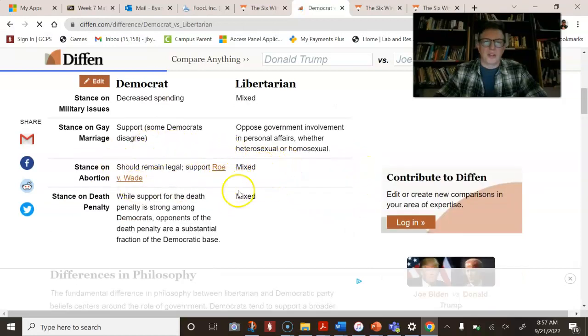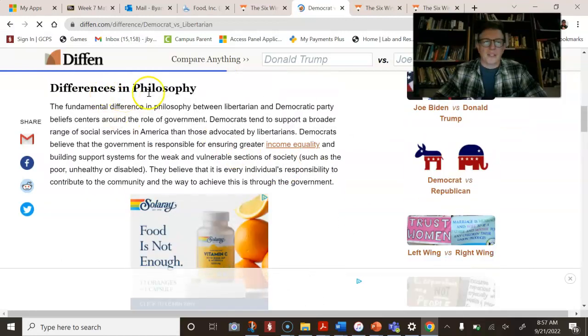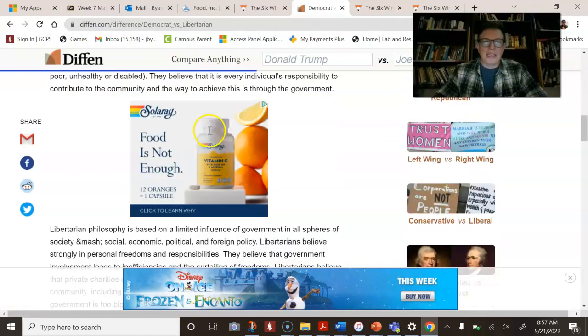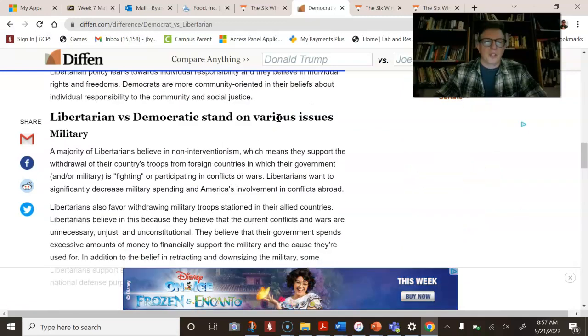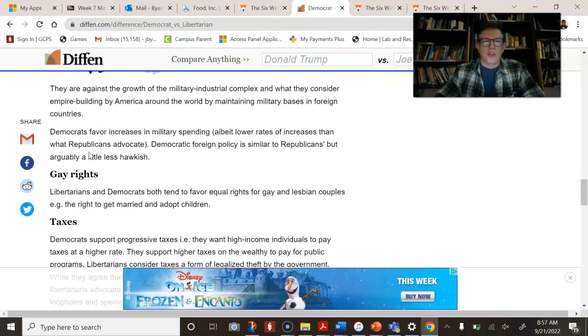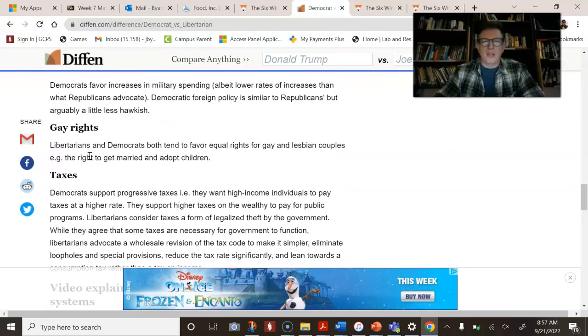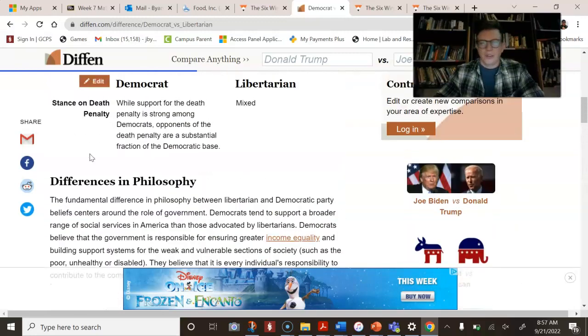Stance on abortion. All right, so that is a comparison and contrast. Here, differences in philosophy. Talking about libertarians and Democrats in the same paragraphs. So this is a good example of how you would write a comparison contrast essay. Your two topics that you are discussing are being discussed in the same paragraphs. They're not isolated in their own paragraphs.